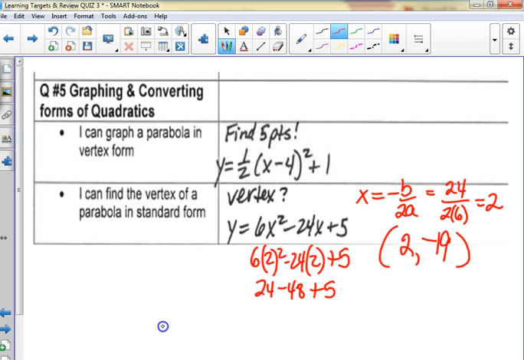All right. Just for practice, could you rewrite that one in vertex form? We found the vertex. This is vertex form. Anybody? That is a question on the quiz.